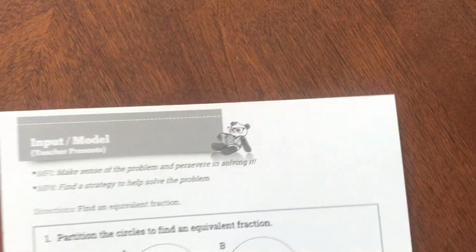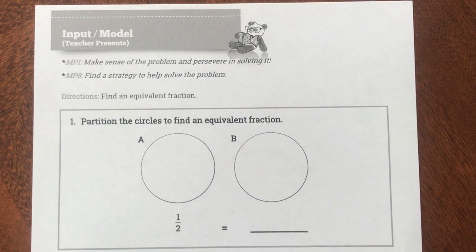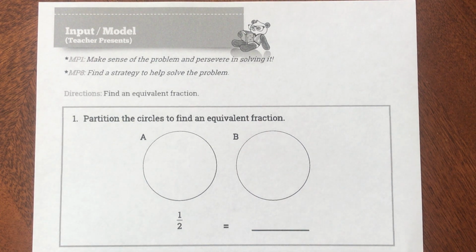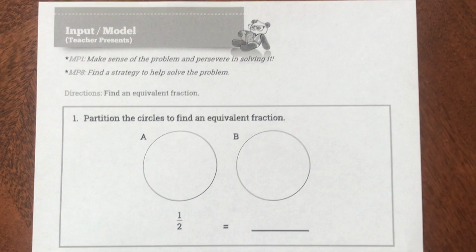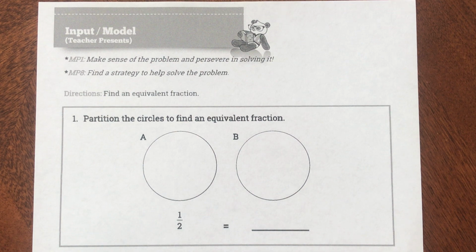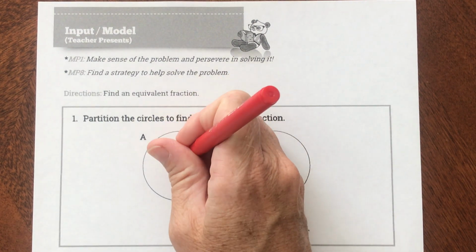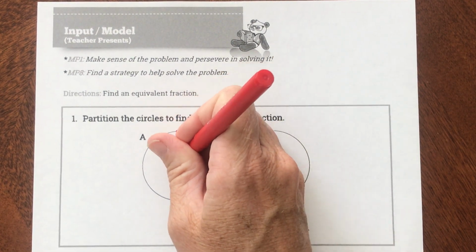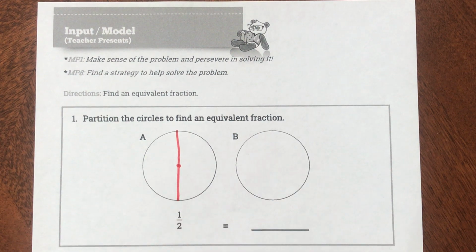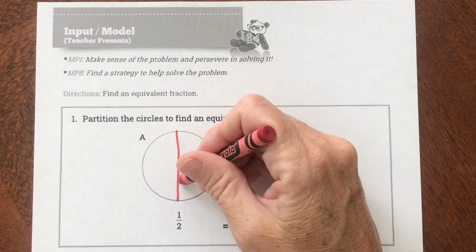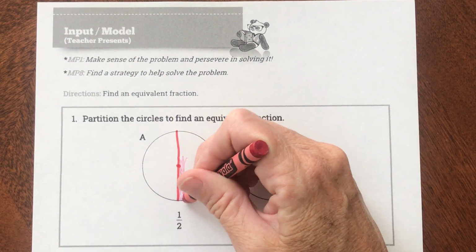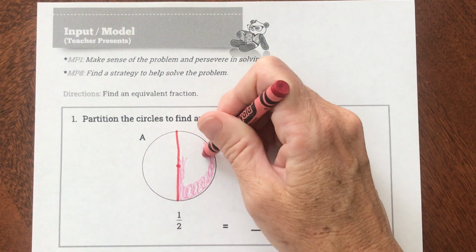Here is my first problem. And it says, partition the circle to find an equivalent fraction. Okay, and partition, remember, means I'm going to cut. So the first fraction says it's 1/2. So the 2 denominator tells me I need to cut it into 2 parts. And the 1 numerator tells me I have one of the parts. So this is what 1/2 looks like.